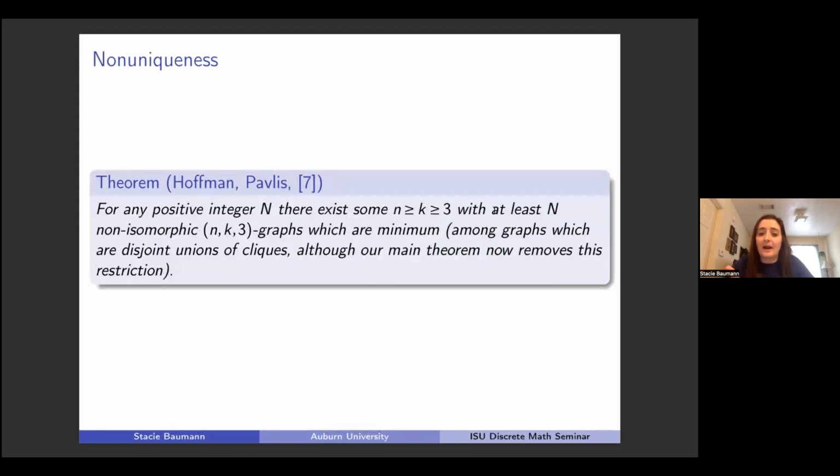And actually, Hoffman and Pavlich showed that for any integer n, you can find some n, k, and t such that we have n non-isomorphic minimums. So you can get as many of these minimums as you want. So not just 2 as in the previous slide, you can get a bunch.